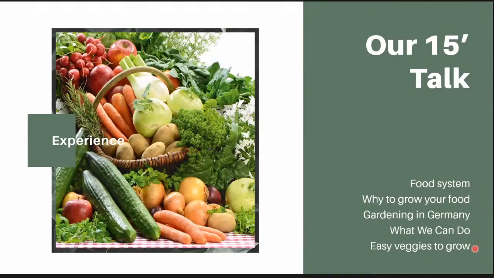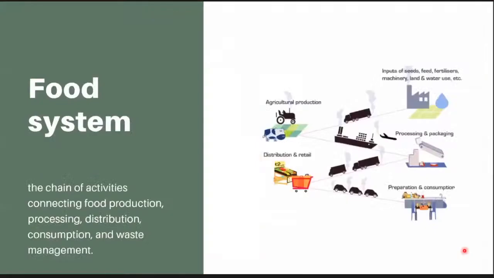This is going to be the content of my presentation today. Firstly, I will talk to you about the food system. Secondly, we are going to look at the advantages of growing our own food. Then comes an example of German gardening. And finally, I will share with you my own experience of growing some vegetables. In my case, I have sketched the path of eating in a sustainable way with the understanding of the food system.